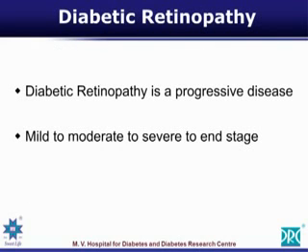Diabetic retinopathy is a progressive disease. You all know that diabetes as such is not curable. Once you diagnose a person to have diabetes, he is going to live as a diabetic for any number of years, and he is going to die a diabetic. Just like that, once diabetic retinopathy starts in the retina, it is going to be a slowly progressive disease. It starts mild, progresses to moderate, and ultimately goes to severe and end-stage retinopathy if it is not diagnosed and treated.